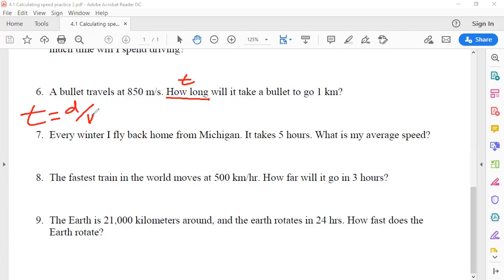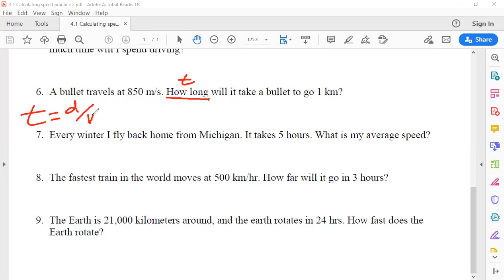How far am I driving? I'm driving all the way to Florida. Well, that's my distance, right? How fast am I going to drive? I'm going to go 100 miles an hour. That's my speed. That'll tell me how long it'll take me to get there. So t equals d over v.